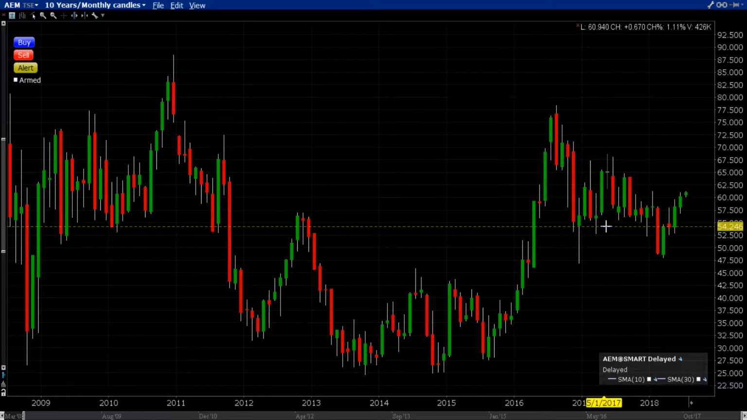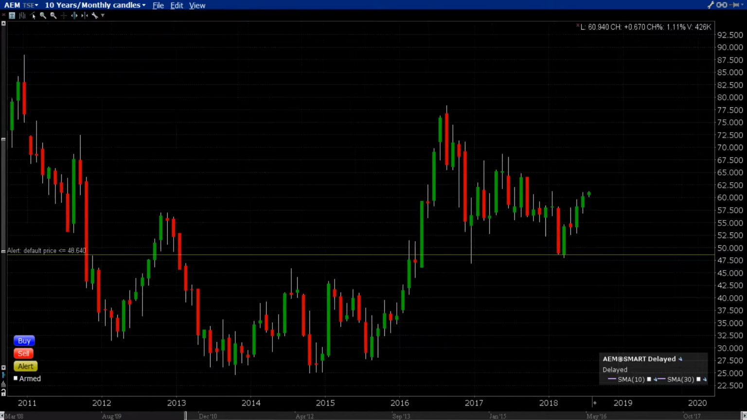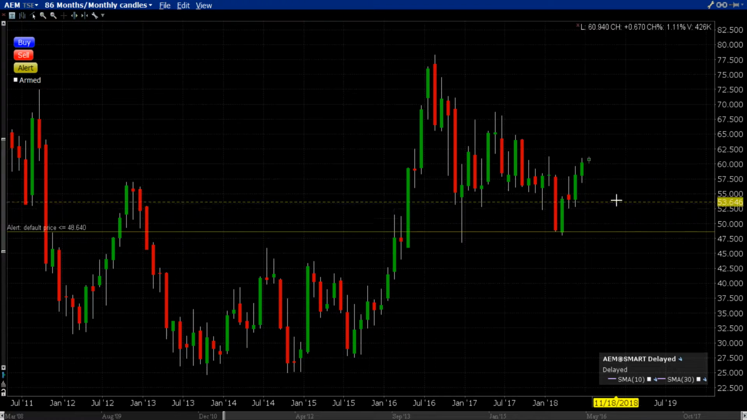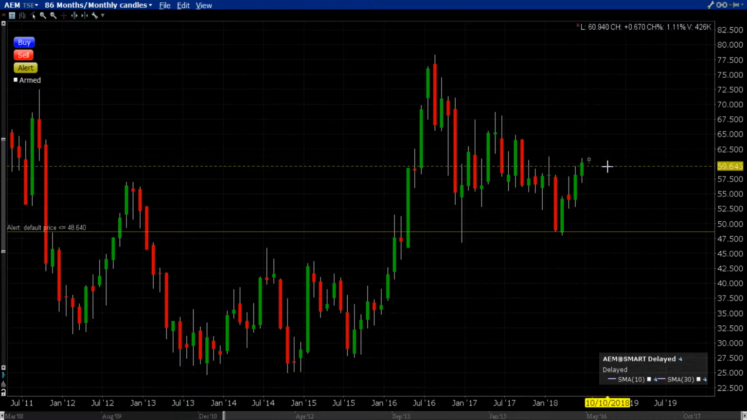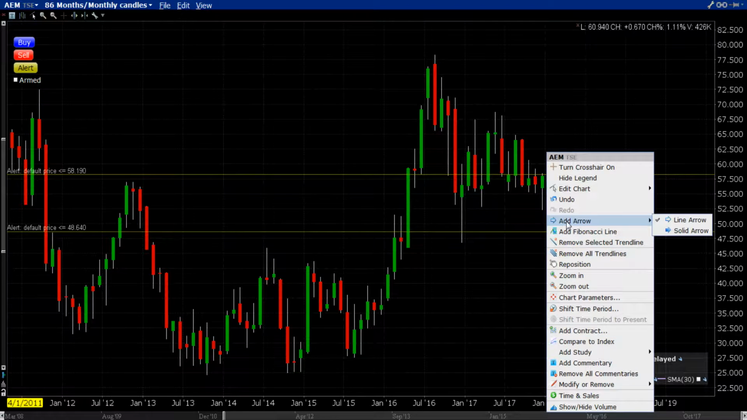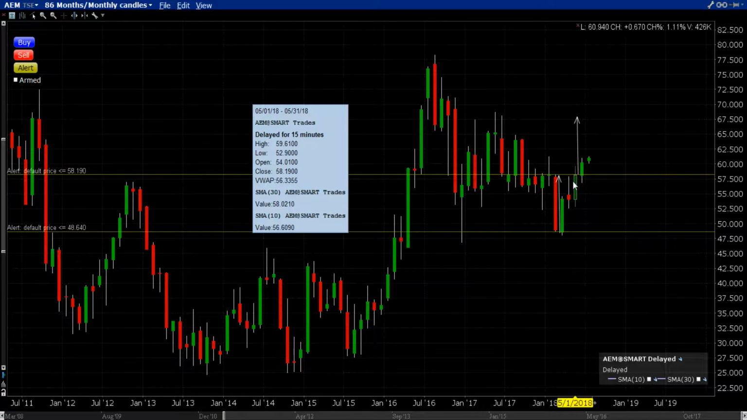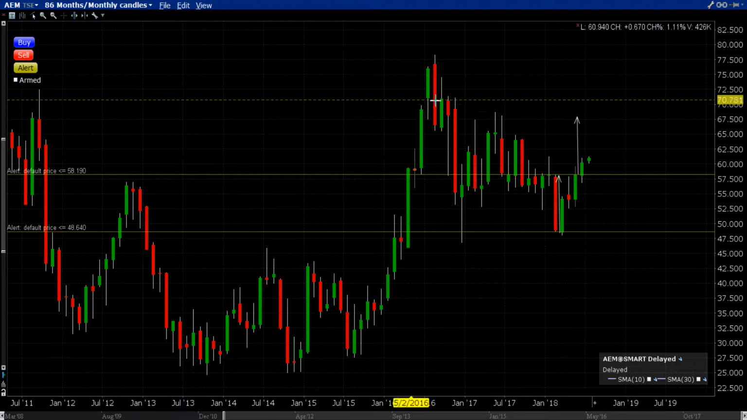Let's start off. Where's my monthly defined support? Scoot that over. Where's my monthly defined resistance? There's a few things happening here. There's this base here. On the weekly, we probably have more details to it. We had a breakout last month. Confirmed. So June candle, confirmed breakout for this bottom formation. And then there's implied measure move.